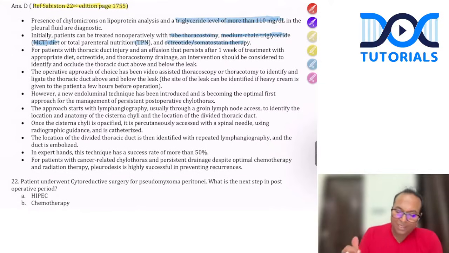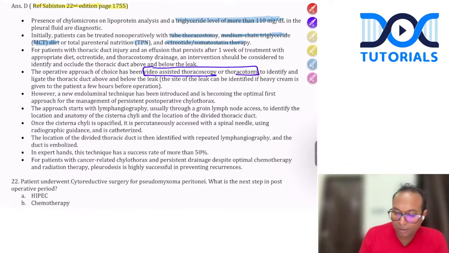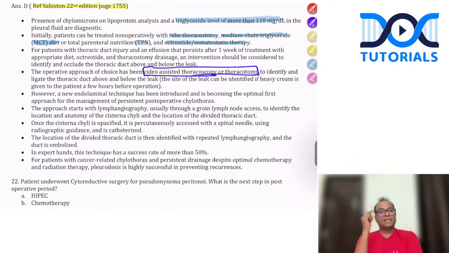For patients with a thoracic duct injury where an effusion persists after 1 week of treatment with appropriate diet, surgery should be considered to identify and occlude the thoracic duct above and below the leak. The approach can be done by VATS or thoracotomy. Mass ligation is done at the level of the hilum, between the aorta and vertebra level.